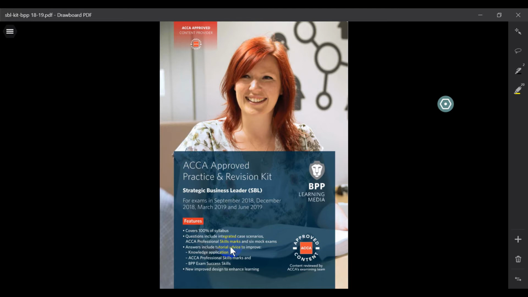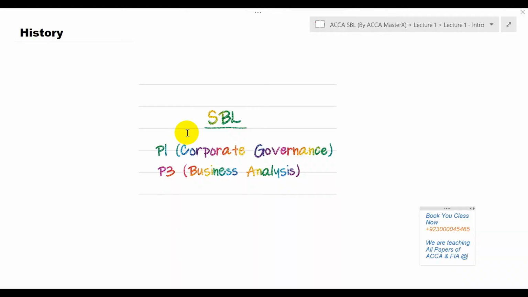But before starting, let me tell you a brief history of SBL. This paper SBL used to be two separate papers in ACCA, known as P1 Corporate Governance and P3 Business Analysis. But now ACCA has merged both of these papers and it became SBL. And 80 to 90%, it is majorly a theory based paper.